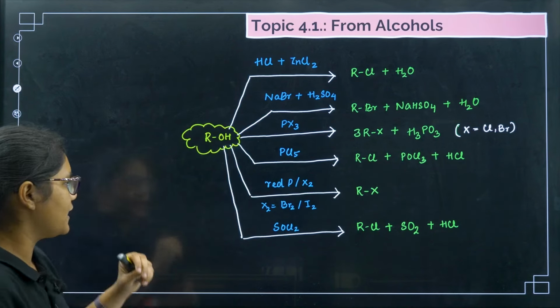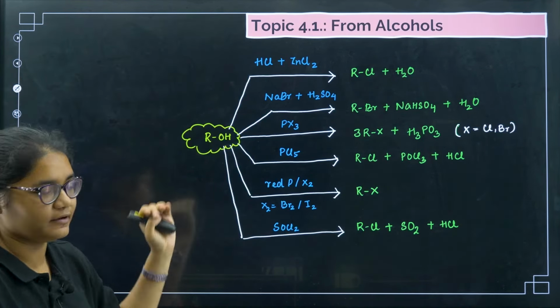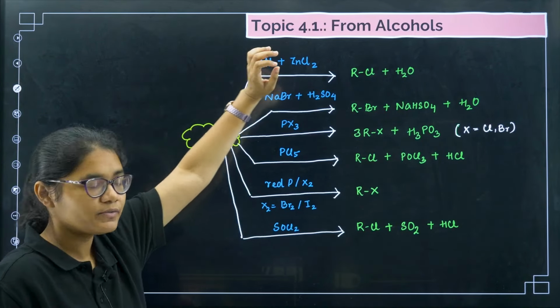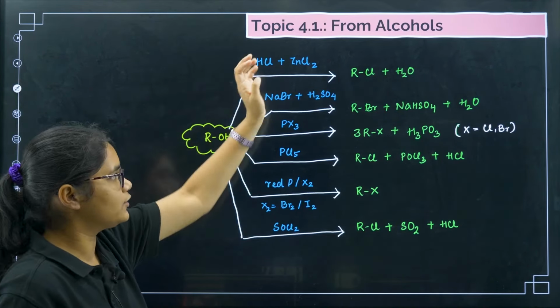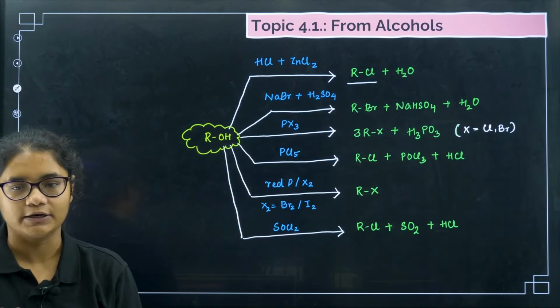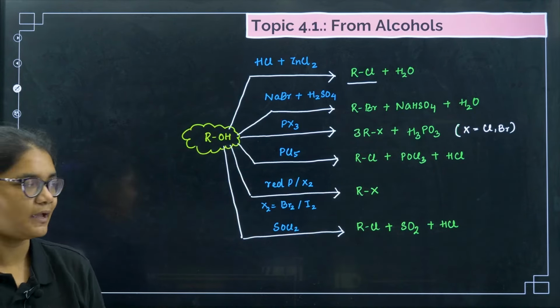So from alcohols, that is ROH, we can prepare alkyl halides by using different reagents. The first one is by using HCl and ZnCl2. If you use HCl and ZnCl2, we will get RCl. So what are we adding? The Cl group, and water will be the byproduct. Need not worry more about the byproduct.